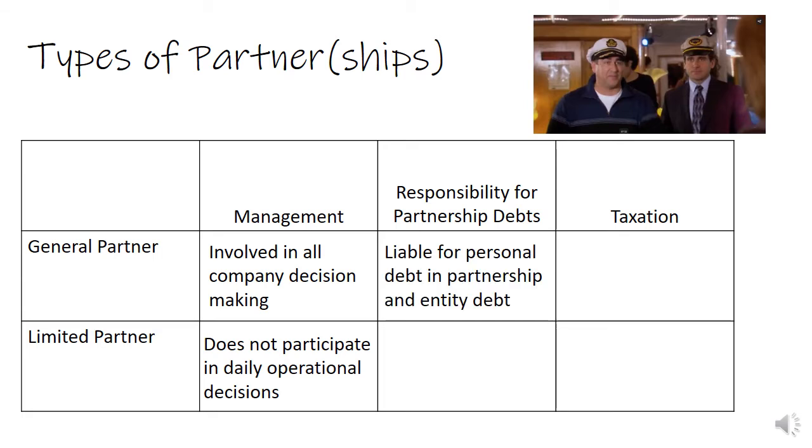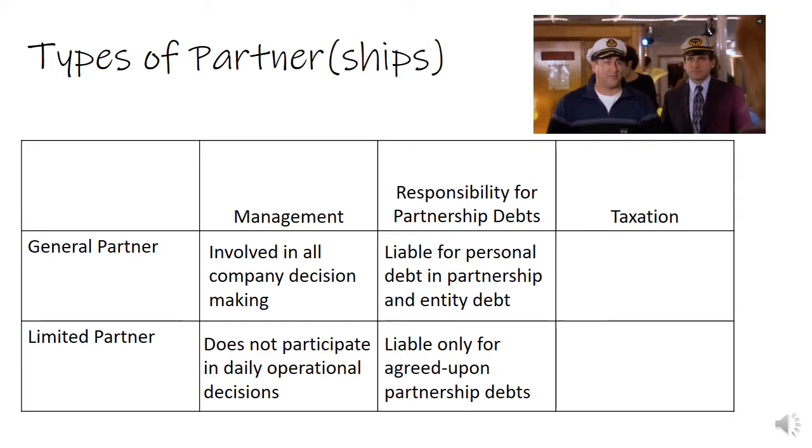A general partner is liable for personal debt in the partnership. That is the debt that they contributed, the debt they incurred themselves, as well as all entity debt. A limited partner is liable only for those agreed upon partnership debts, either debts that they contribute to the partnership, debts that they contract for, or what they contributed to the partnership itself.